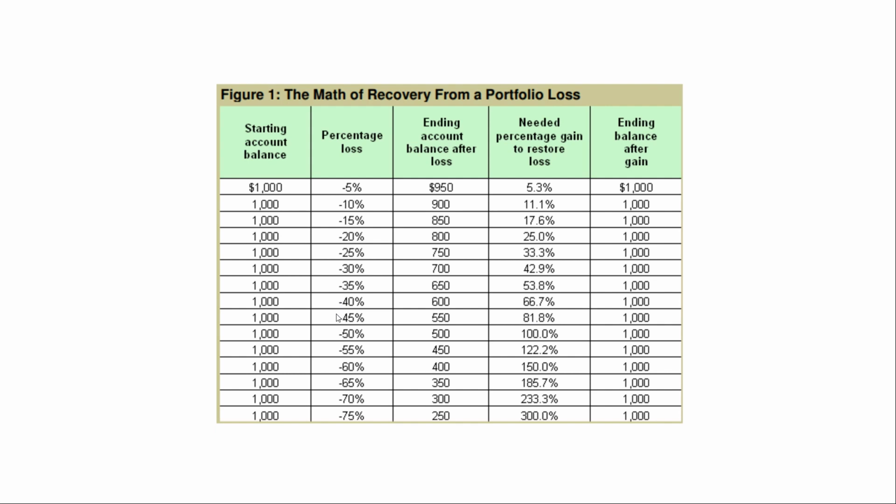And where things really start to get almost unmanageable, just to get to break even, at negative 50% you need a 100% gain to get back just to break even. That's not even getting in profit. So it's very important that we cut our losses quickly and we also take our profits quickly.